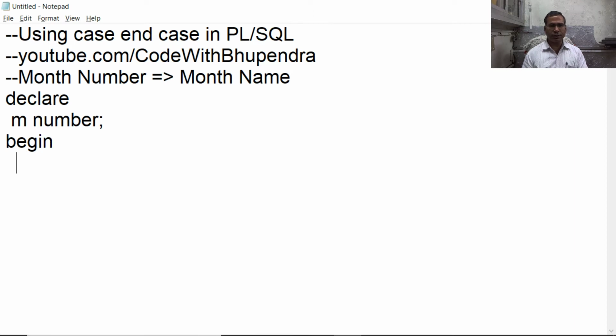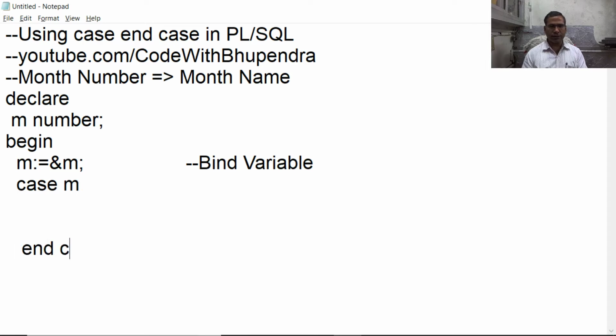Inside the begin section, we have to ask the user to enter a number using a bind variable. Now we have to apply CASE and decide on the basis of m. We have to write END CASE to end the case statement. Similarly, END to complete the begin section, and a slash.